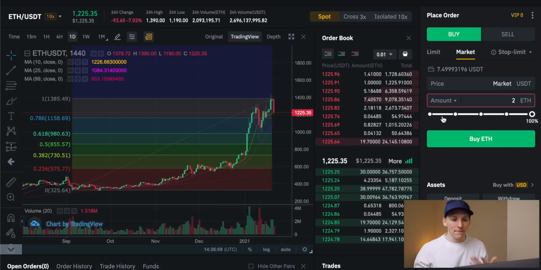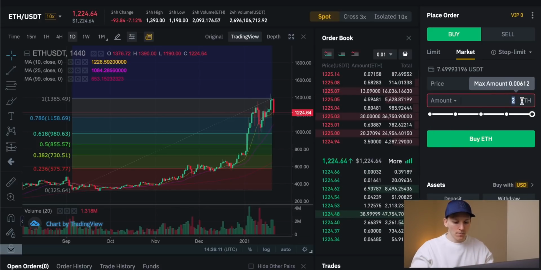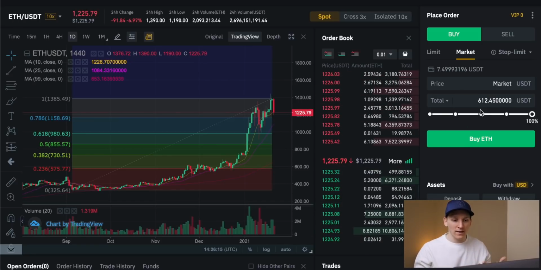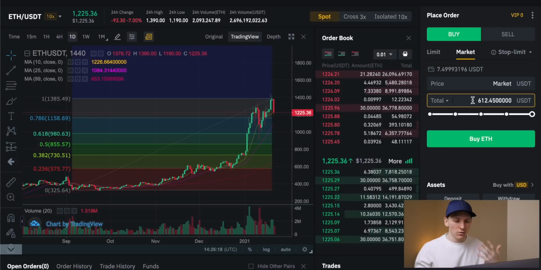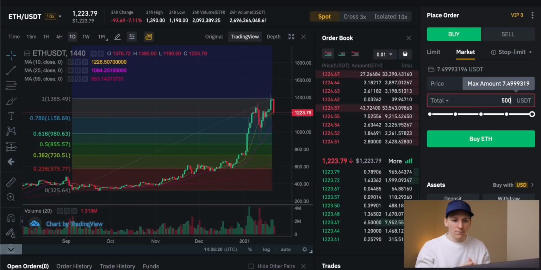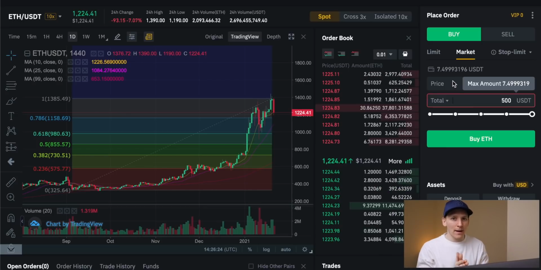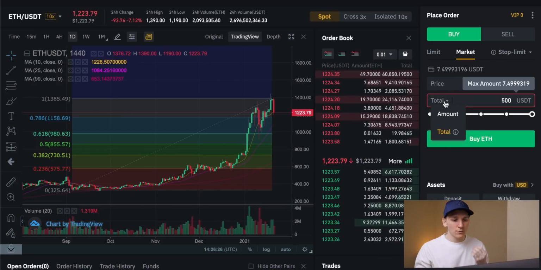So rather than the amount, which is I want to buy 0.05 or something Ethereum, you can say, I actually want to spend, because this is in US dollar tether, you know how much you're spending. I want to spend 500 USD, and then it will go through and essentially buy that much worth of Ethereum, but you don't know the price.